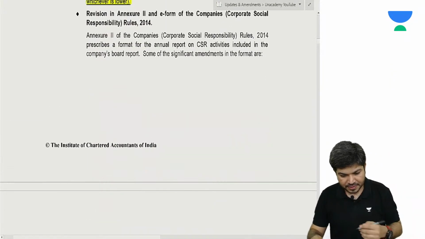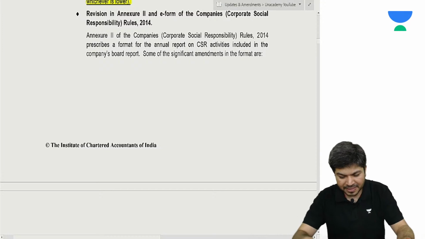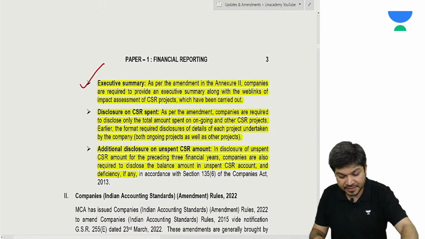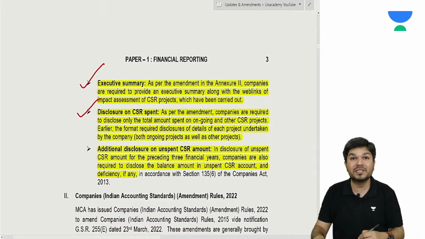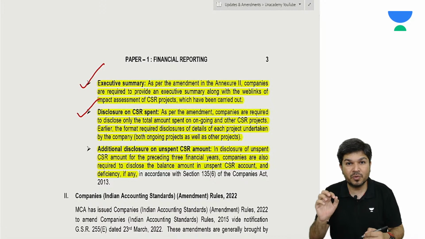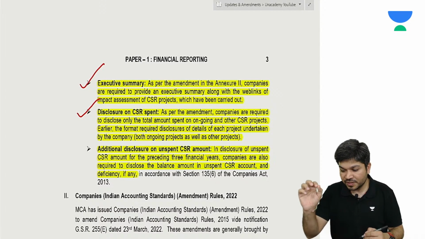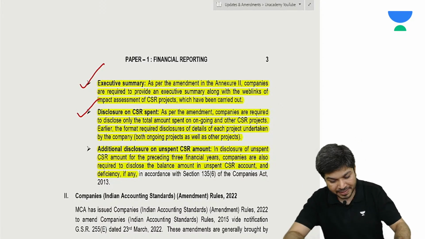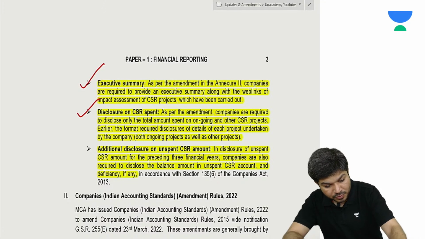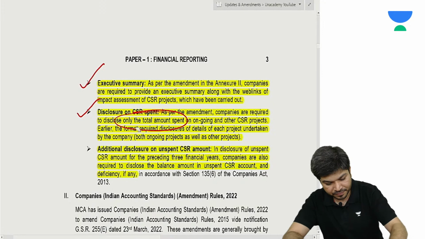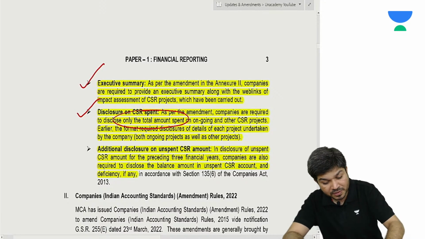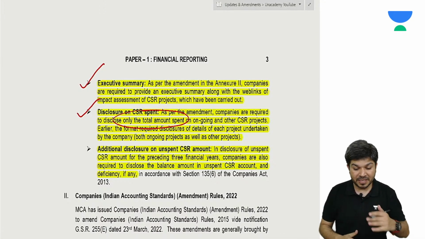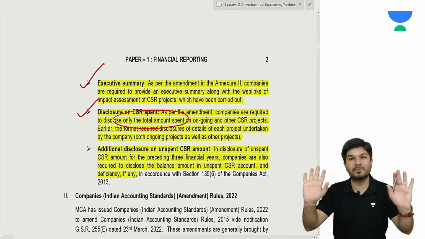Now, there's a revision in Annexure 2 and E form, but that's not relevant for examination purposes. Whenever you provide details about CSR as per the Companies Act, an executive summary will be required. Disclosure on the CSR amount spent: pay attention. Earlier, disclosure was required project-wise. Now, companies are required to disclose only the total amount spent. Earlier it was required for each project undertaken separately, ongoing separate, others separate. Now it's the total amount spent that is required to be disclosed.